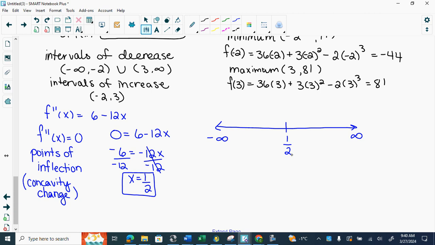Now the greatest thing is, where f prime of x is greater than 0, we have increasing. Where f prime of x is less than 0, we have decreasing. Yes, we just talked about that. Where f double prime of x is greater than 0, we have concave up. And where f double prime of x is less than 0, we have concave down.